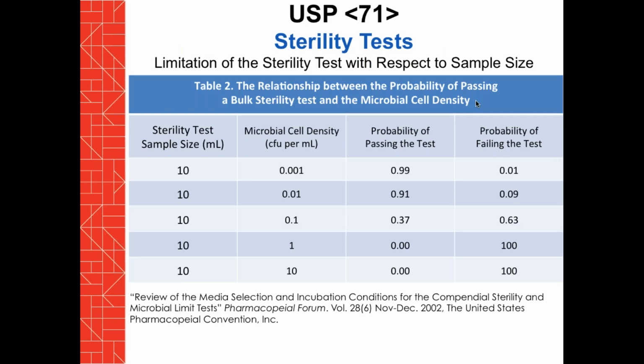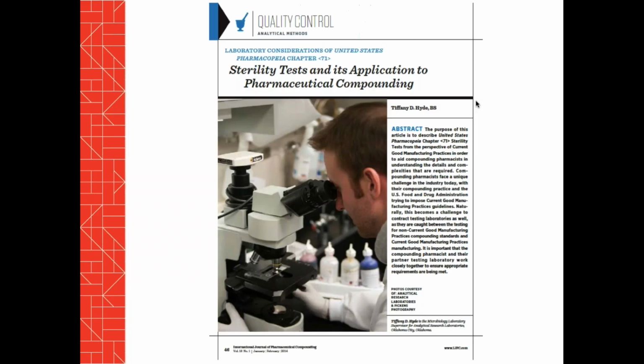This is an article that was published. This is a table taken from the review of media selections and incubation conditions for the compendial sterility and microbial limit test. Essentially, it's showing the microbial density. The lower the microbial cell density, the greater the probability of passing that test. Inversely, if you have 10 CFUs per ml of microbial contamination, the probability of passing that test is reduced, or another way to say it is there is a 100% probability of failing that test.